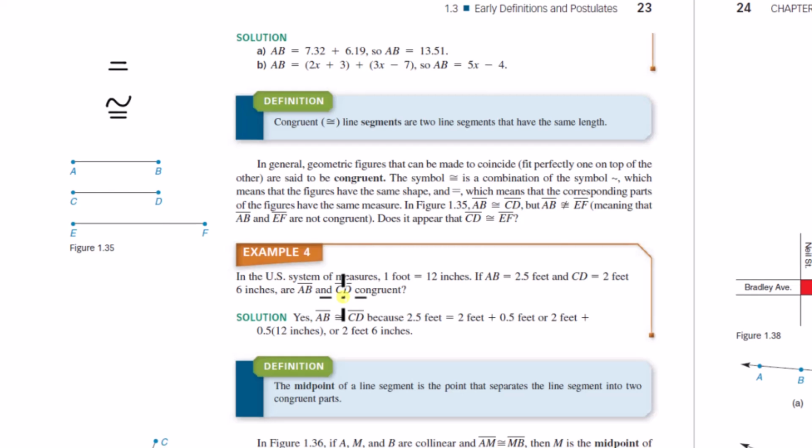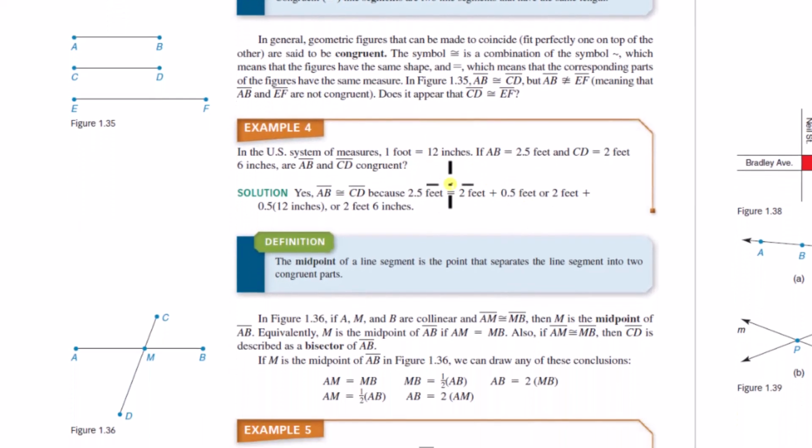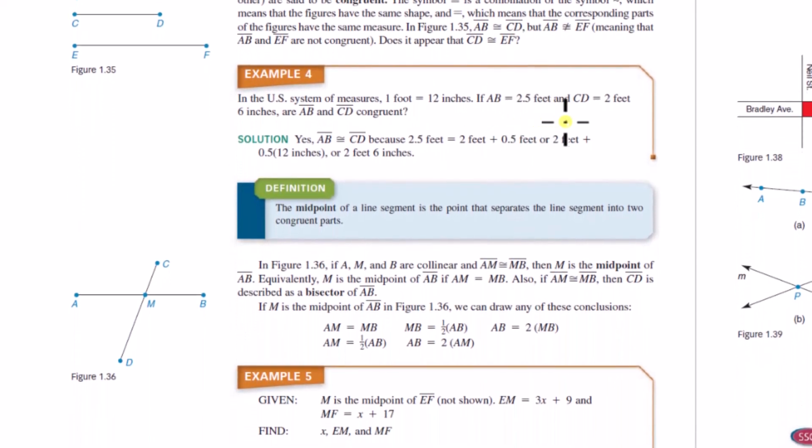In the U.S. system of measures, 1 foot is equal to 12 inches. If AB is equal to 2.5 feet and CD is equal to 2 feet, 6 inches, are AB and CD congruent? Yes, because 2 feet, 6 inches is just 2.5 feet. How many feet is 6 inches? It's half of a foot. So 2 feet plus half of a foot is 2.5 feet.